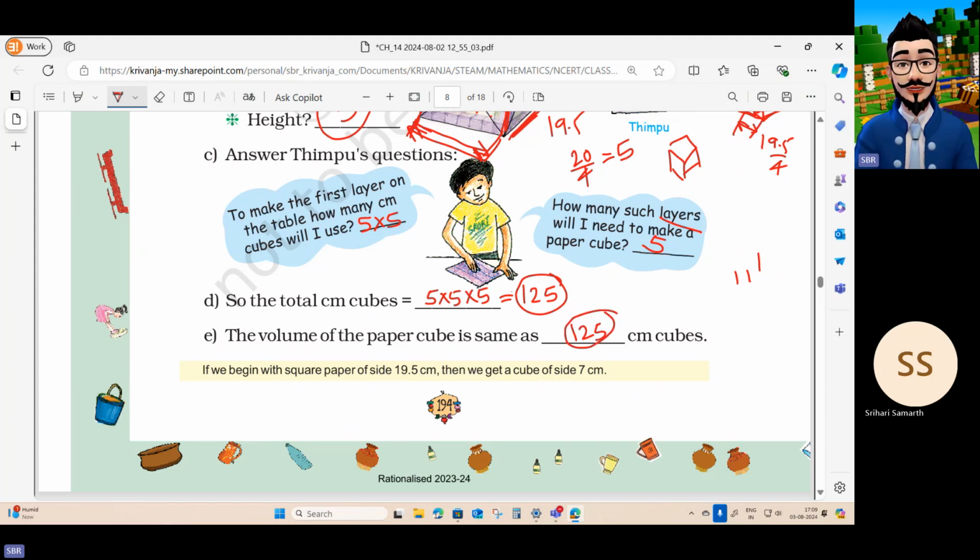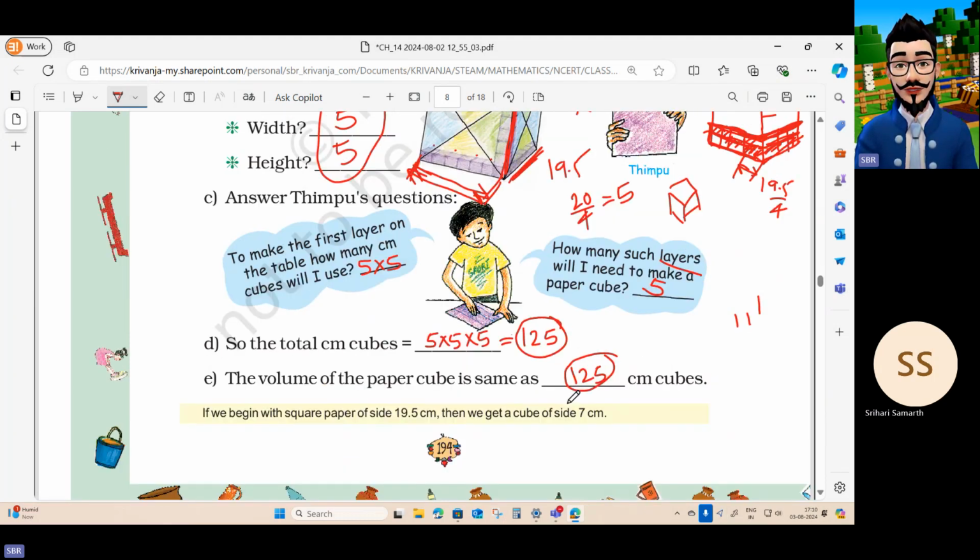If we begin with a square paper of side 19.5, then we get a cube of side 7 centimeters. Oh my God. Then we need to investigate this. How is this possible? Where did we go wrong? That's what we need to do. All right? Let's investigate this. If we begin with the square paper of side 19.5 centimeters, then we get a cube of side 7 centimeters. How is it possible?